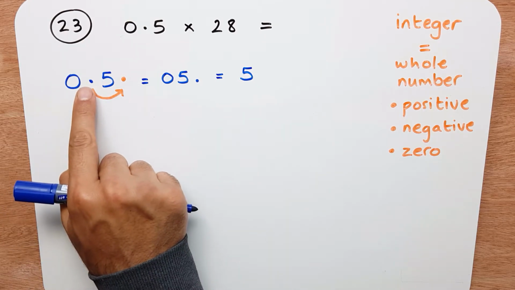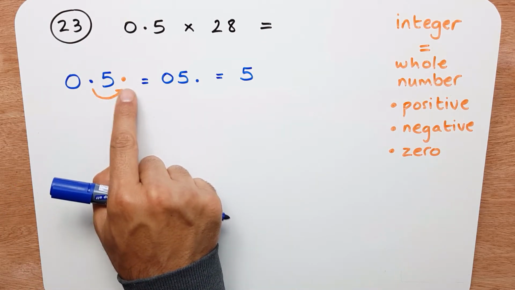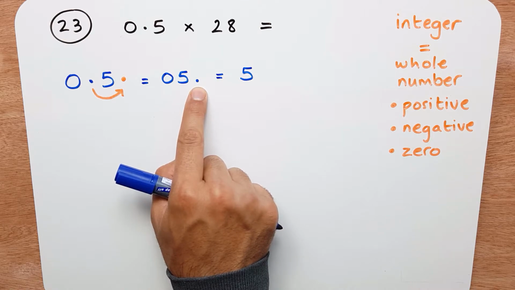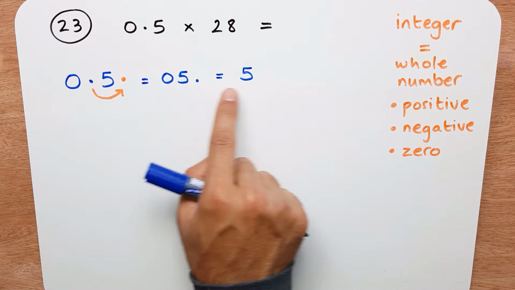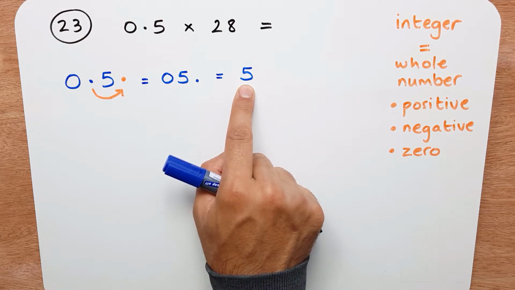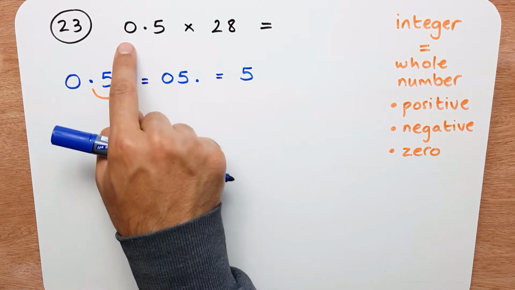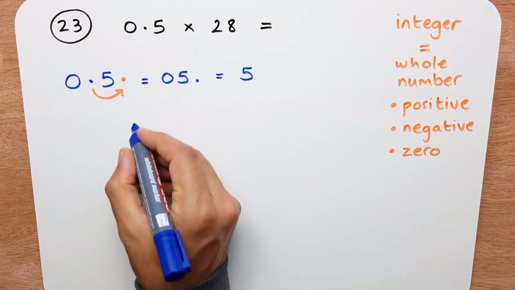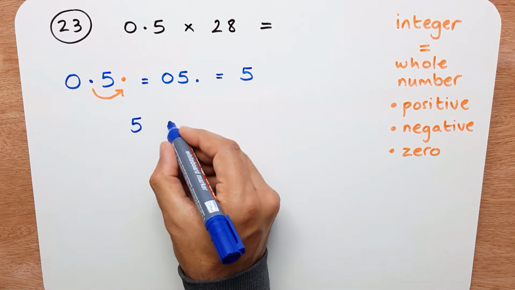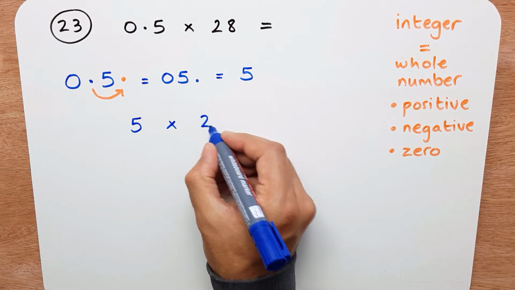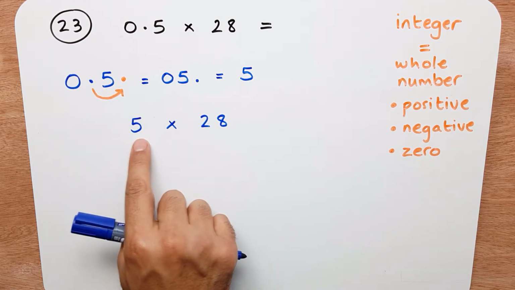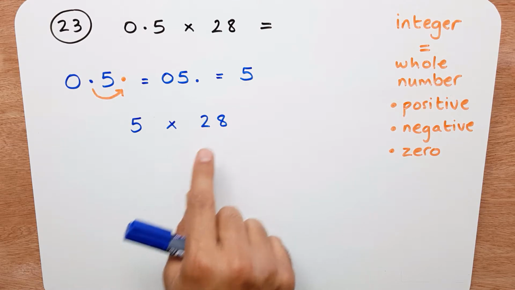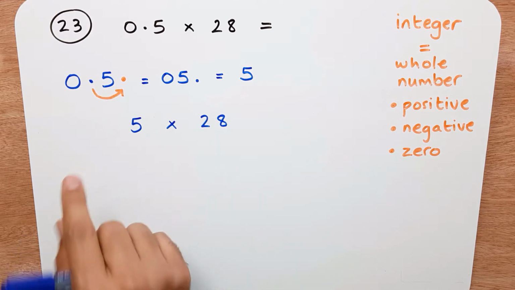So what did we do? We moved the decimal point. So the decimal point moved there. Now the 5 is in the ones column or the units column. So simply it's 5. So now the calculation here is 5 times 28. So we can do this as column multiplication or the grid method. So let's do both ways.